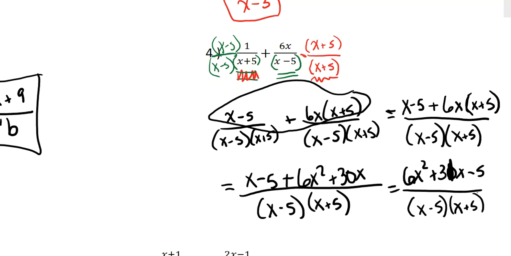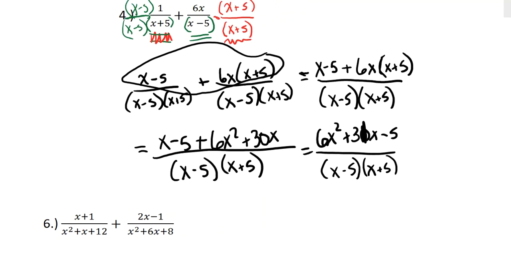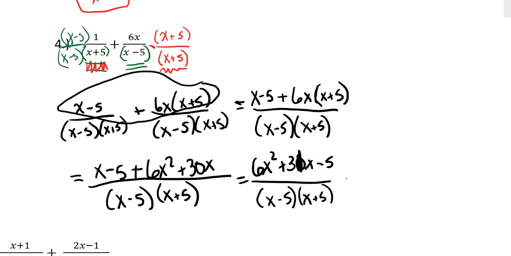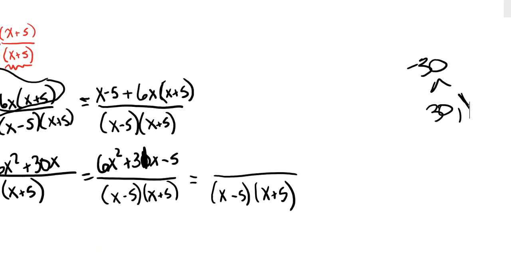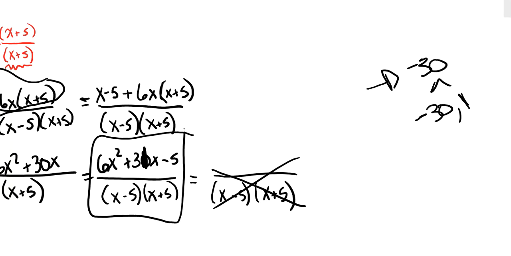What I'm then going to do is see if that factors anymore. And actually it doesn't, because if I multiply 6 times negative 5, that gives you negative 30. And to give you a combination of negative, you need that to be positive. So it actually doesn't factor down. So that would be our simplified answer in this case.